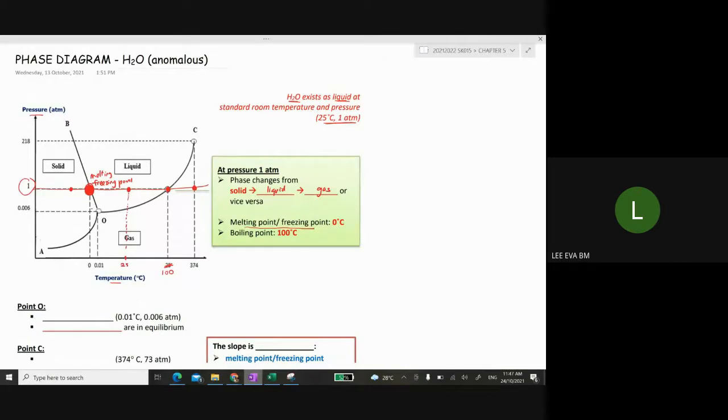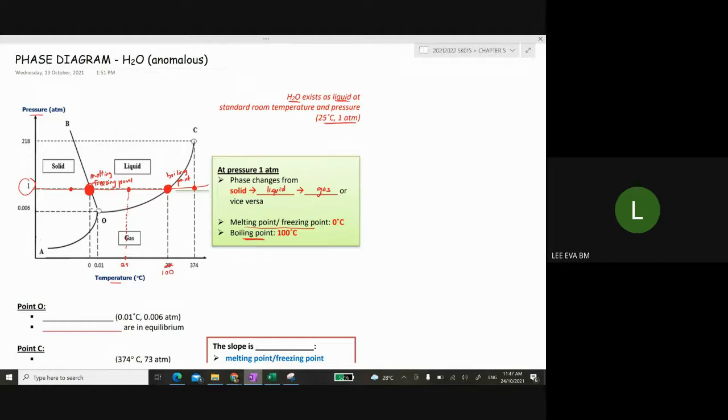Okay, and then your boiling point refers to when your pressure is at 1 atm, and then it cuts along the temperature at 100 degrees Celsius. So this one refers to your boiling point. If it's specified already in 1 atm, that one refers to your normal boiling point. Okay, this one can refer to your chapter 5.2 also.